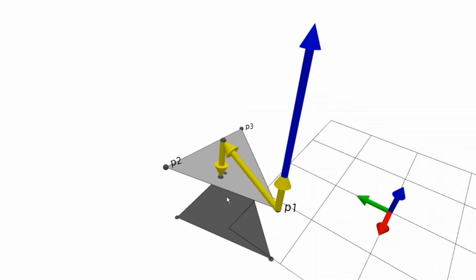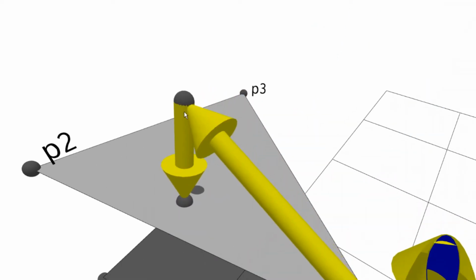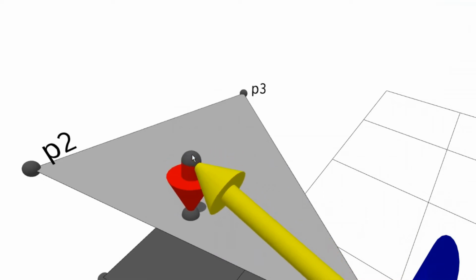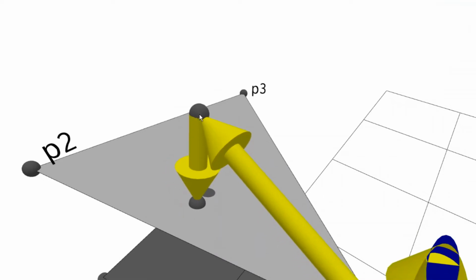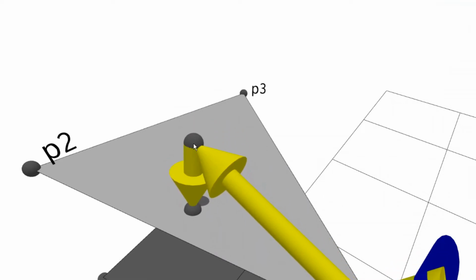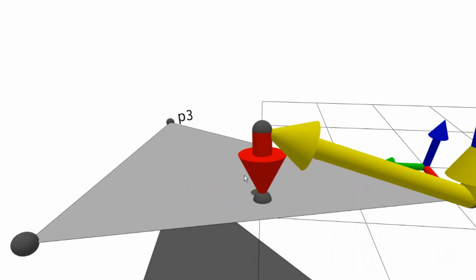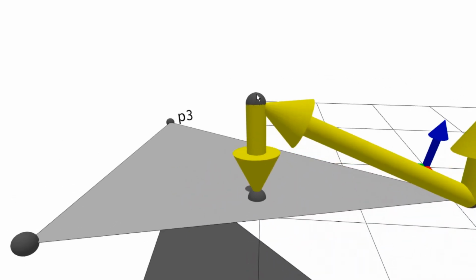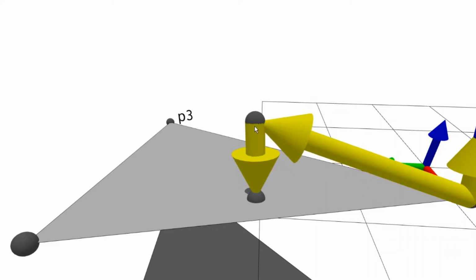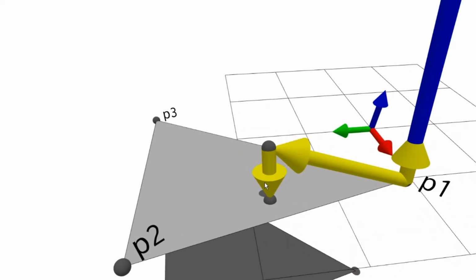So now we can use this vector and set a threshold and say, if this vector is sufficiently small, we know that our point is close to the plane. So it could be colliding.